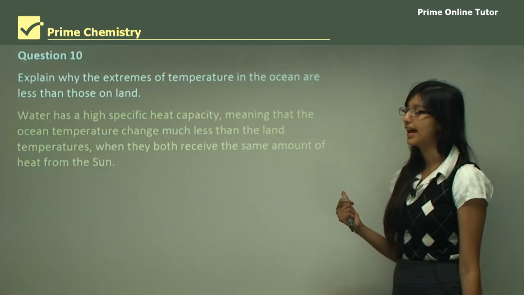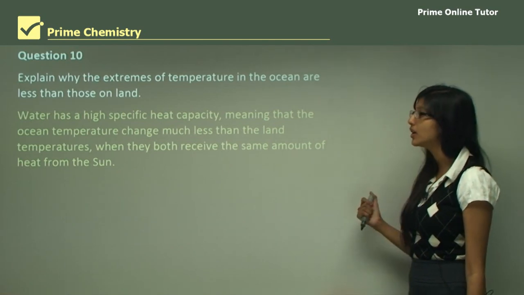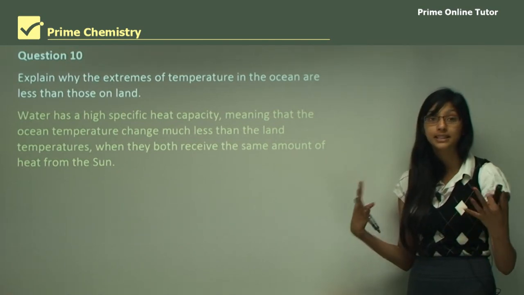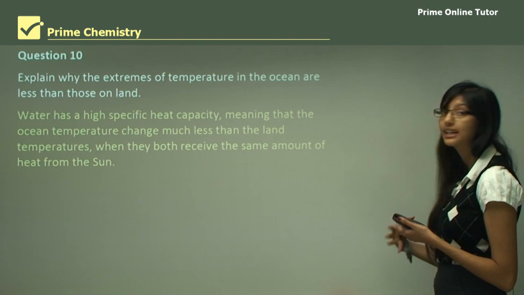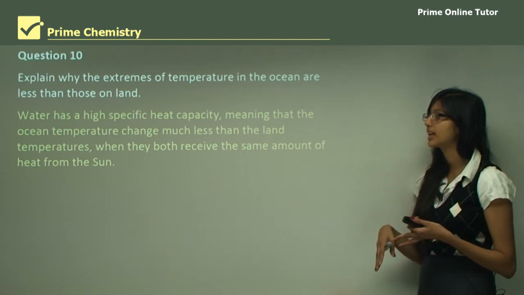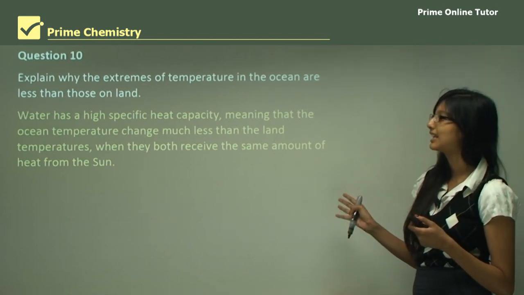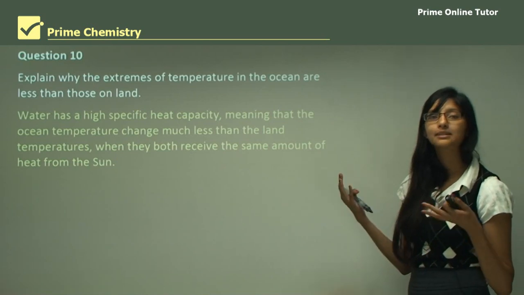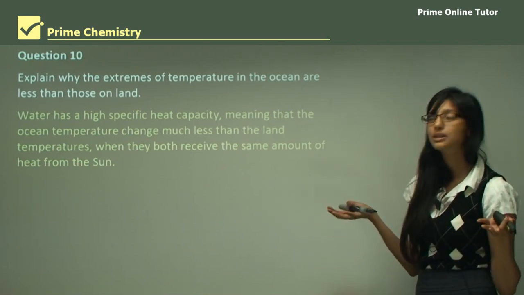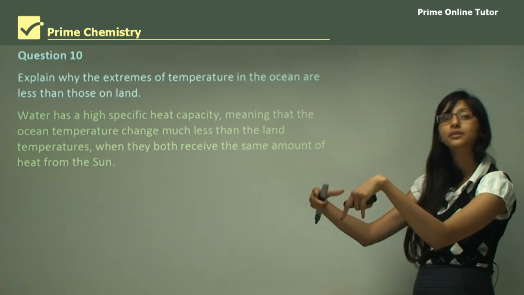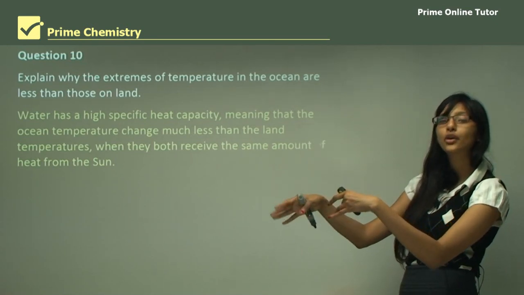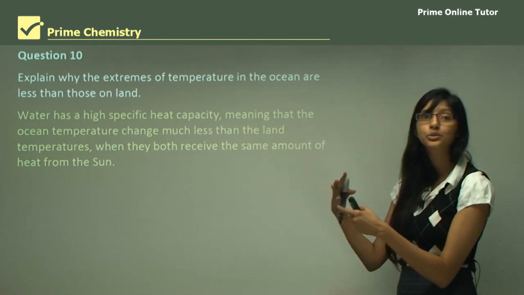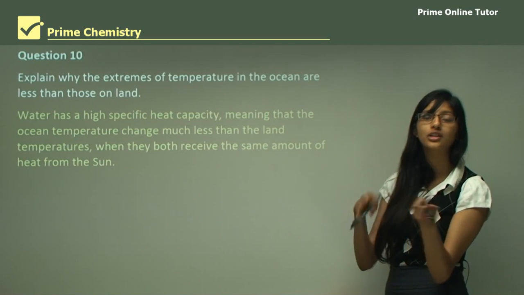So water has a high heat capacity, as we already know. And what does that mean? What implications does it have? It means that the ocean temperature changes much less than the land temperature, because land has a much lower heat capacity, which means that if we provide the same amount of heat from the sun to both ocean and land, the land will heat up much more quickly than the ocean water.